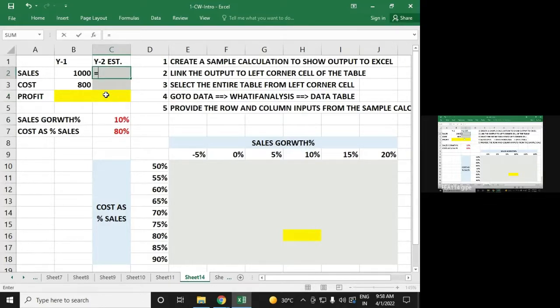Data table, yes. Data table is a very useful tool especially for decision making. But the first logic has to be correct, otherwise garbage is garbage. One logic, yes. So sales, let's do it on screen. Sales is expected to grow by 10%.